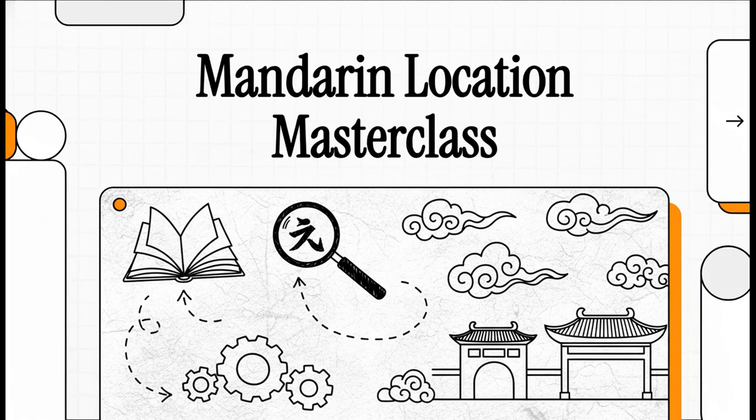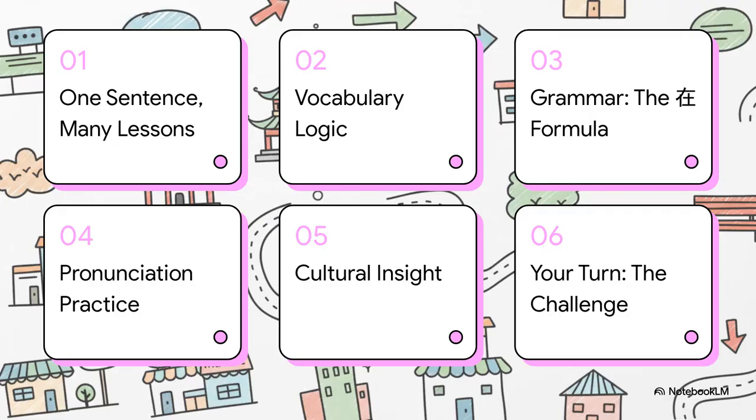Welcome, everyone. So today we're going to do a real deep dive, almost like a university seminar. We're going to unlock a core concept in Mandarin, and we're going to do it by dissecting just one single fundamental sentence. You see, our goal here isn't just about memorizing phrases. It's about getting a profound understanding of the logic, the structure, and even the culture that's baked right into the language.